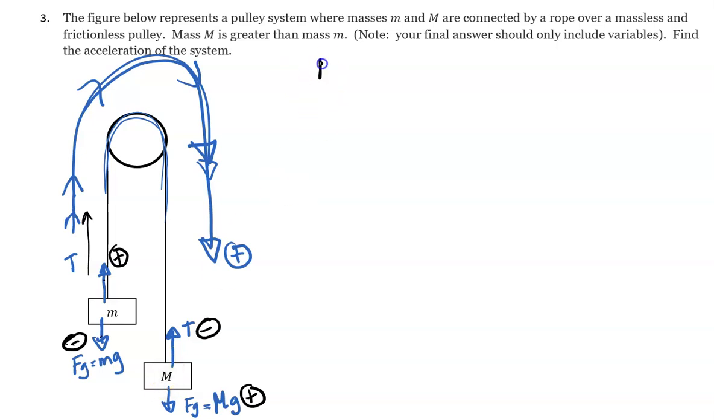So for big M, and I encourage you to do this yourself first and then check back into the video. Fnet for big M, we have Fg and T. Fg is positive, tension is going the opposite way. So Fnet is Ma, so it's big M times a is equal to big Mg minus T. Cool. Can't really solve anything there, so let's simplify that.